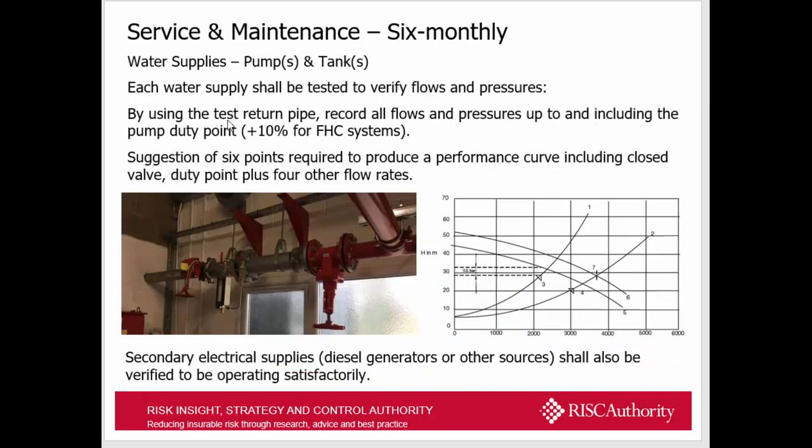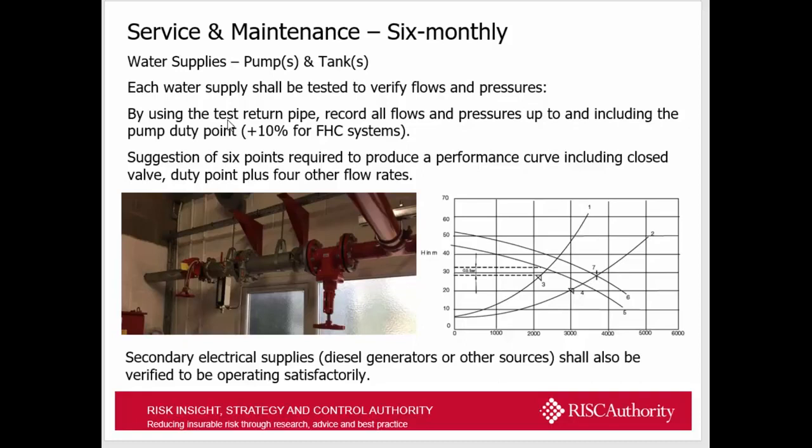So when you test the flow and pressure, you use the test return pipe and record all flows and pressures up to and including the duty point of the pumps, or if your system has been fully hydraulically calculated, you add an additional 10%, so you test the maximum flow of the pump at 110% of its available duty, and you produce a curve, and this test should be undertaken by your service contractor who is third-party approved to do so.